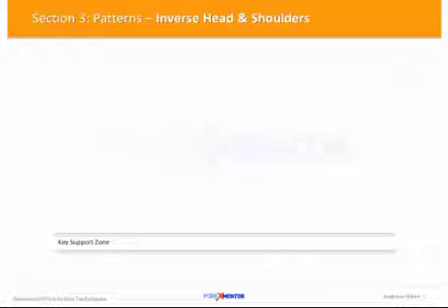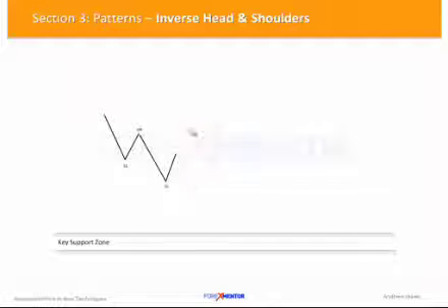Let's take a look at the inverse head and shoulders now, and that's obviously just opposite to the head and shoulders. So instead of having resistance, we now have support. So you can see the key area of support identified at the bottom here, again found from the daily or 4-hour chart. And in the previous example you saw price in an uptrend. In this example we have price in a downtrend. Remember, we're looking at reversal patterns here, and you can see we have lower highs, lower lows, depicting a downtrend.